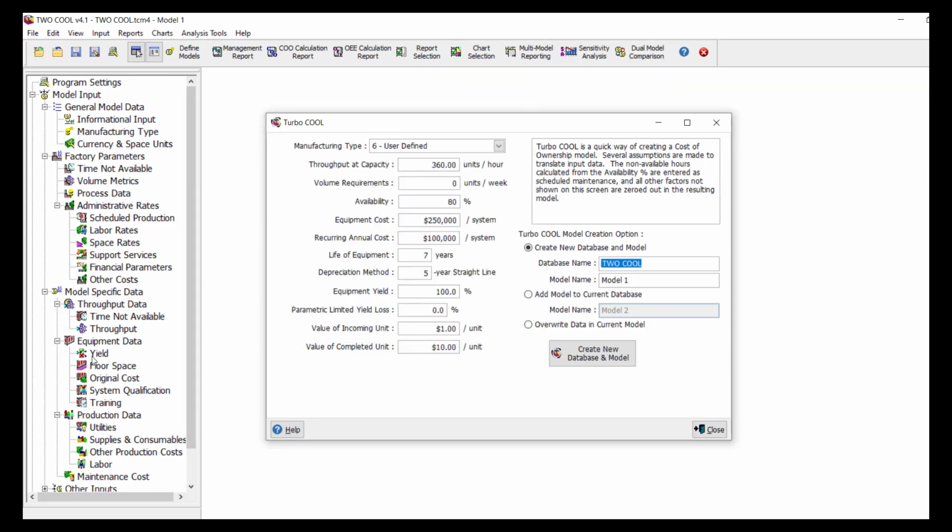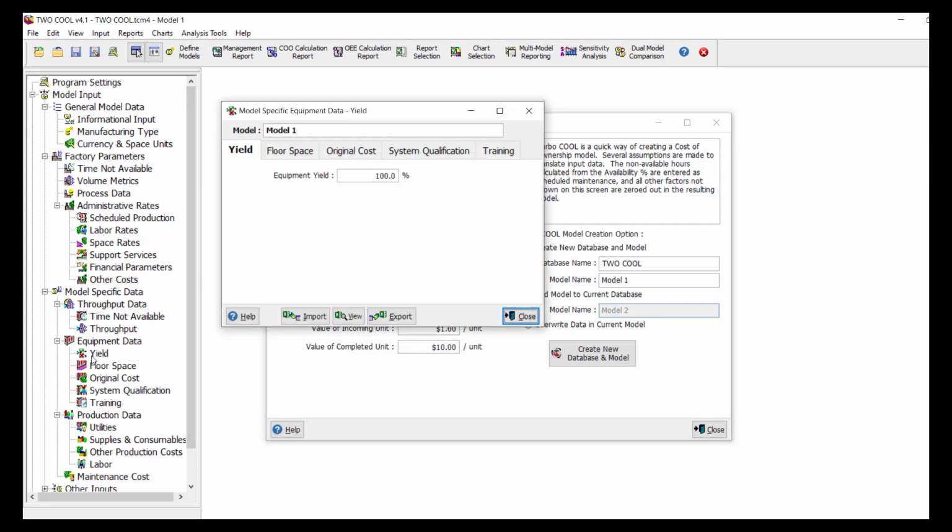Equipment yield is found on the yield form. This form has additional inputs if you have selected the wafer fab manufacturing type. We'll change equipment yield from 100% to 99.5%.